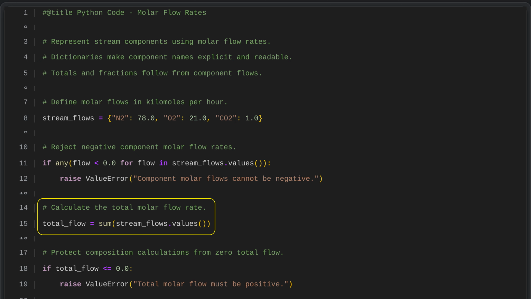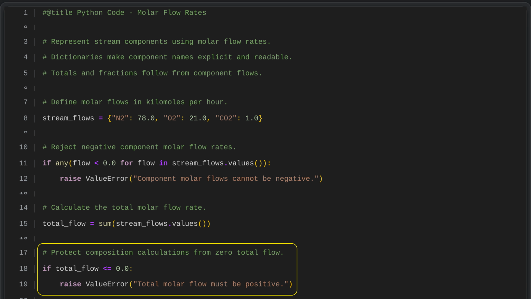The total molar flow rate is found by adding the molar flows of all components in the stream. This single total is needed to calculate values like mole fractions and to support later analysis or validation. The code first checks that the total molar flow is positive before calculating composition. If the value is 0 or negative, it raises an error instead of continuing. This prevents invalid division and ensures mole fraction results are meaningful.